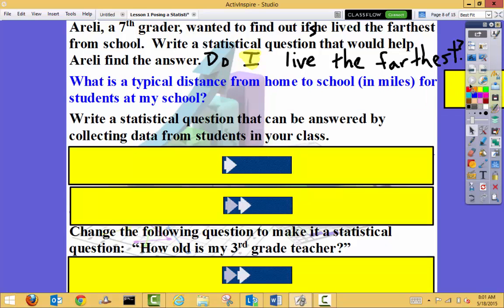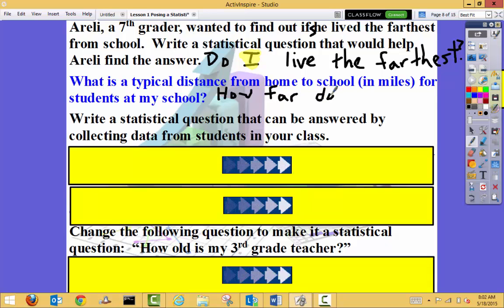I can say, what is the typical distance from home to school for students in my class? Or I can say, how far does each student live from school? Both would be acceptable answers. Because with this each, I'm focusing on more than one.